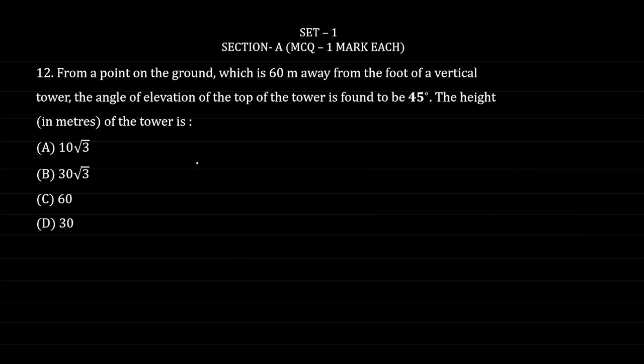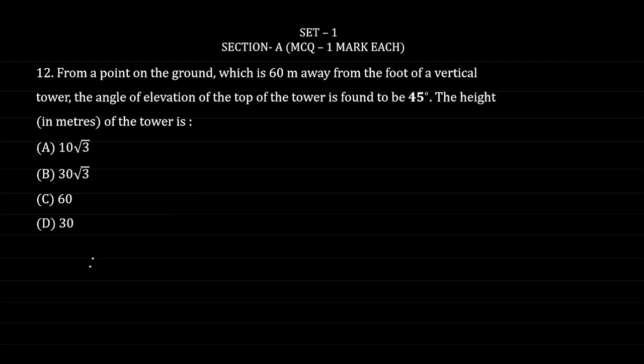Question number 12. From a point on the ground which is 60 meters away from the foot of a vertical tower, the angle of elevation of the top of the tower is found to be 45 degrees. The height in meters of the tower is. So this is the question which is related to the applications of trigonometry chapter, right?